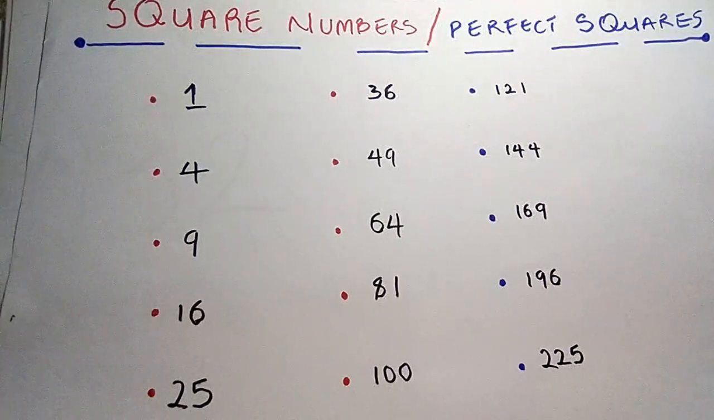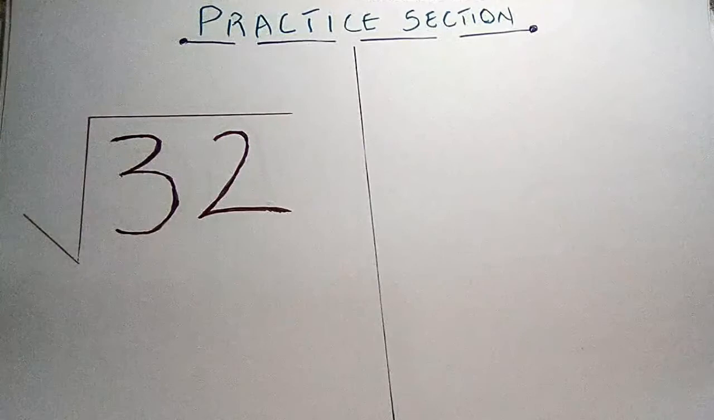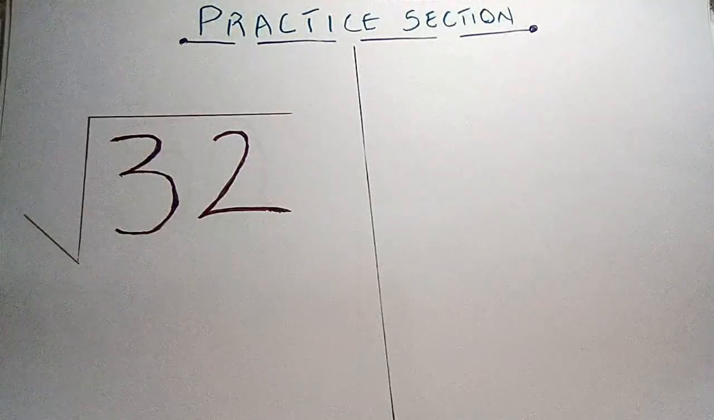Well, I'm going to show you an example of how you can do that. So let's say we have root 32. How can you use square numbers to reduce root 32 into its simplest form? Well, think about a square number multiplied with another number that can give you 32. Now, that will make it easy for you to be able to simplify this surd.